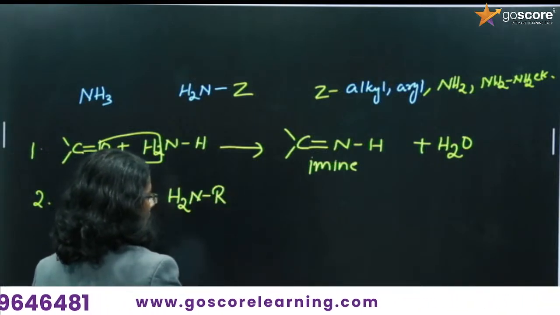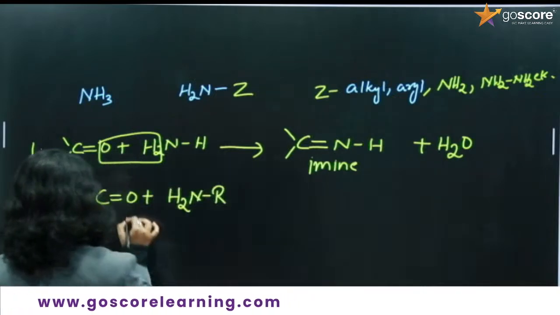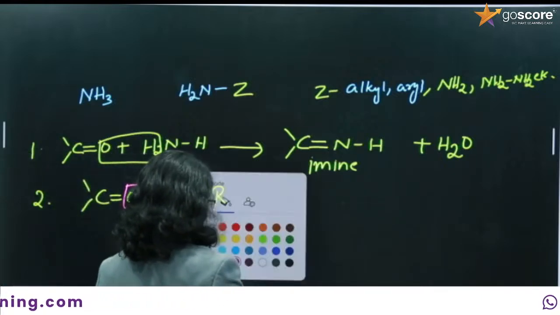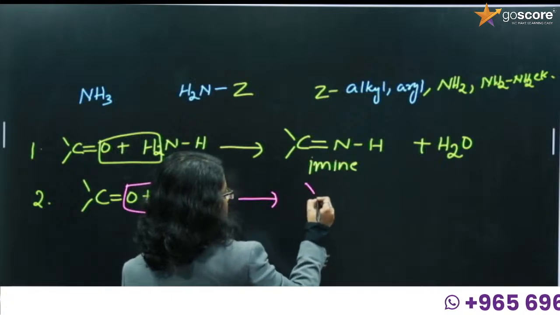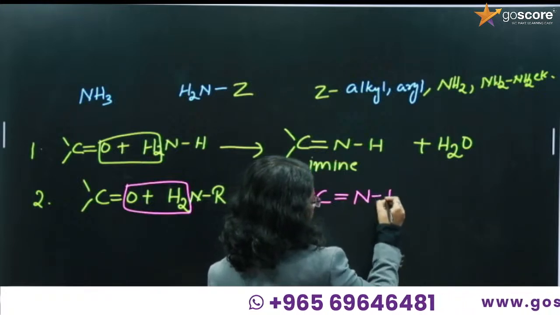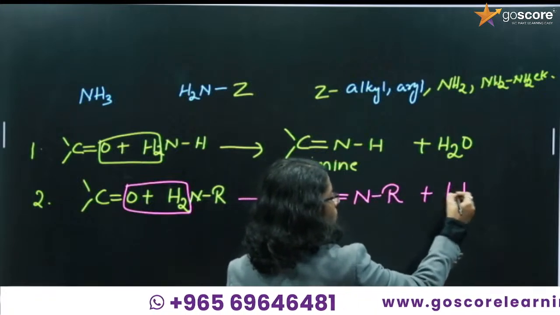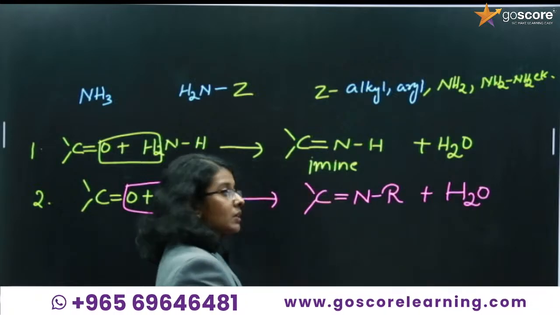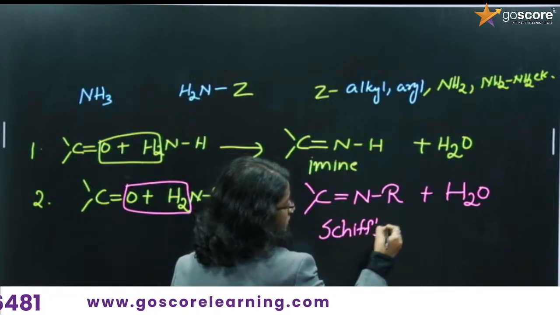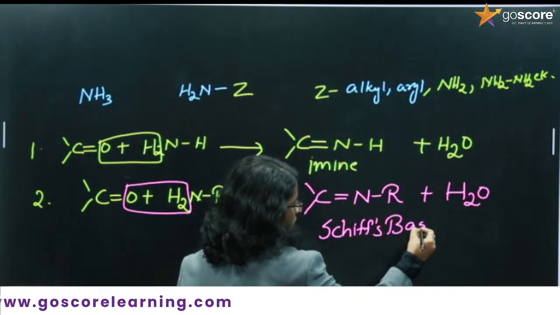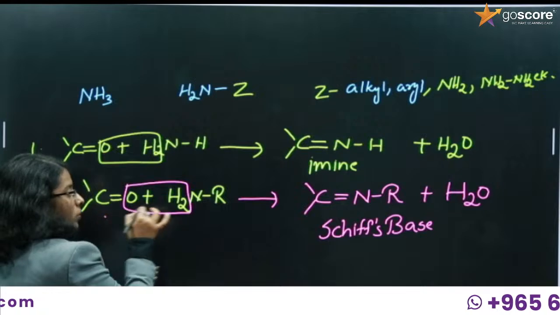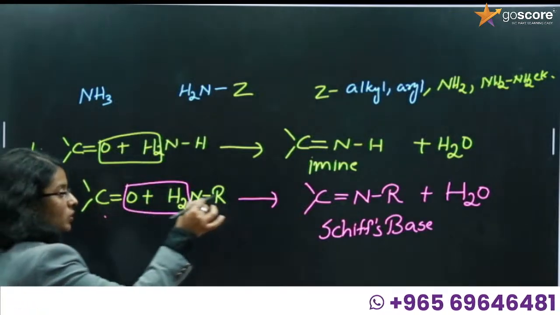The second one is, if the carbonyl compound is treated with an amine, NH2R, again just eliminate the water molecule. Then you will get the product as C=NR plus H2O. So this is called Schiff base. So carbonyl compound on reacting with an amine, you will get Schiff's base.